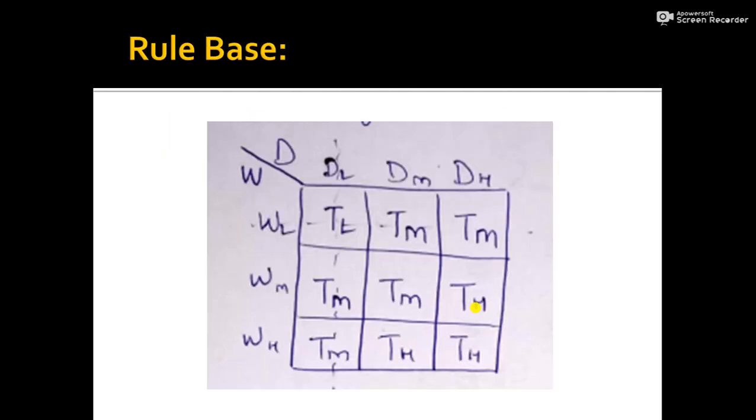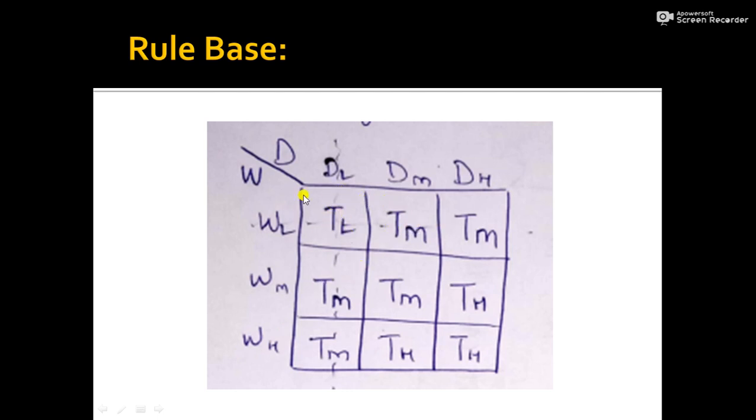Next is the rule base. Whatever input and output parameters we have selected, for those we need to design a rule base. Rule bases are basically if-then and if-then-else rules. In this case we are going to use only if-then rules. Here it is represented in matrix form: low dirty, medium dirty, and highly dirty, against low weight, medium weight, and high weight, and the internal part is the times.